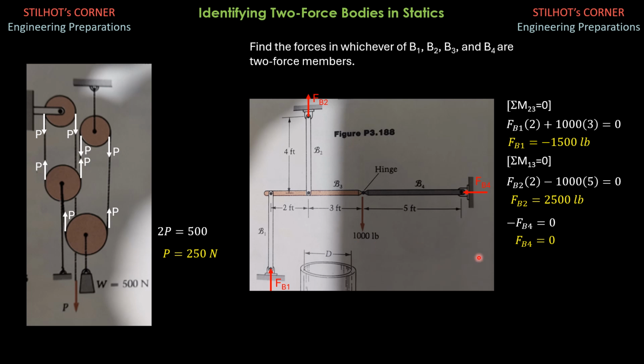And finally, summation of forces X, there's no other static equation which will address FB4. That is summation of horizontal forces equals 0. So negative of FB4 equals 0 because there's no more horizontal load. So that's why FB4 is 0. So that's it for this video.